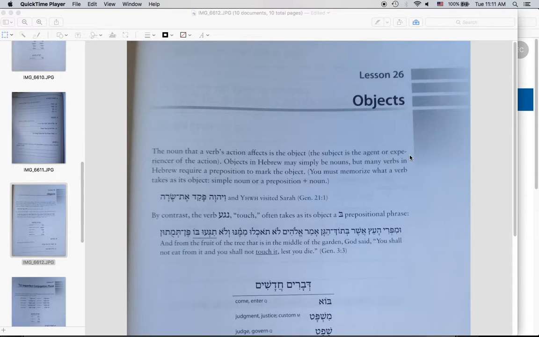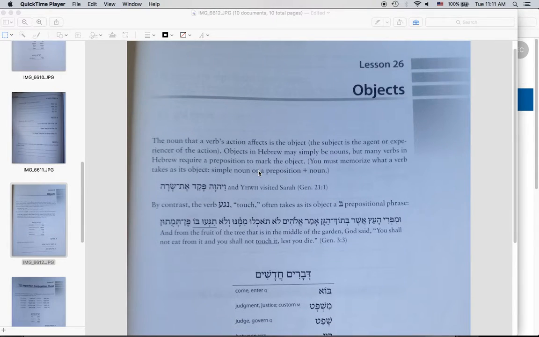The subject is the agent or experiencer of the action. So if we had a sentence such as, I hit the ball, I am the subject because I'm the agent, or the one doing the action, and the ball is the object because the ball is the thing that's being affected by the verb's action. It is being hit. So the thing that is being affected by the action of the verb is the object. The one who does the action is the subject.